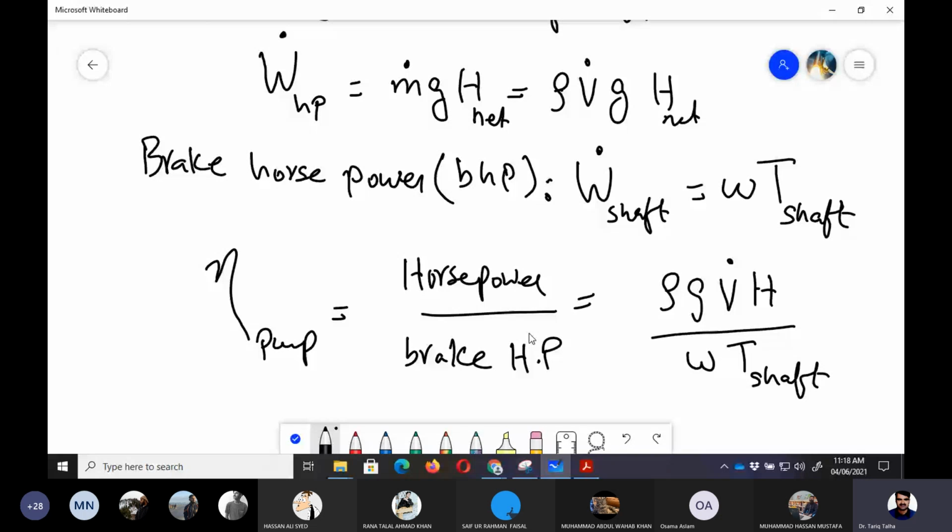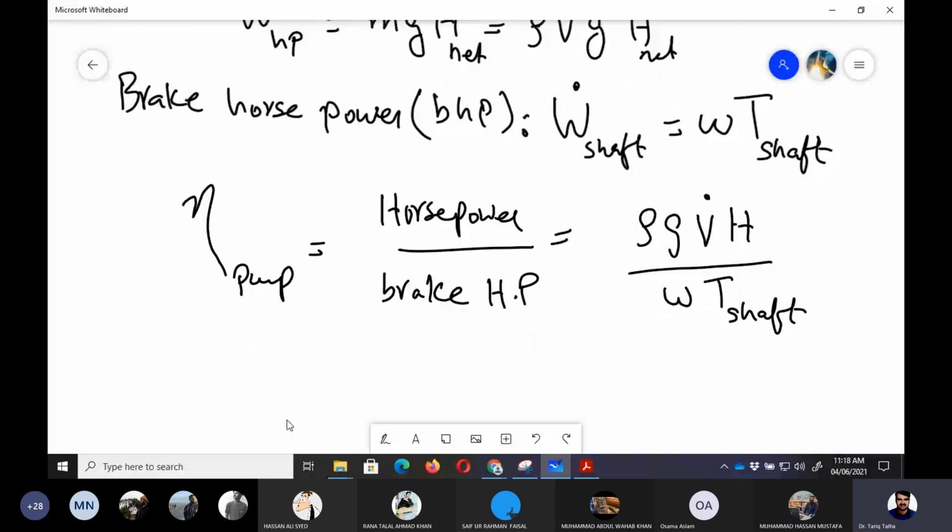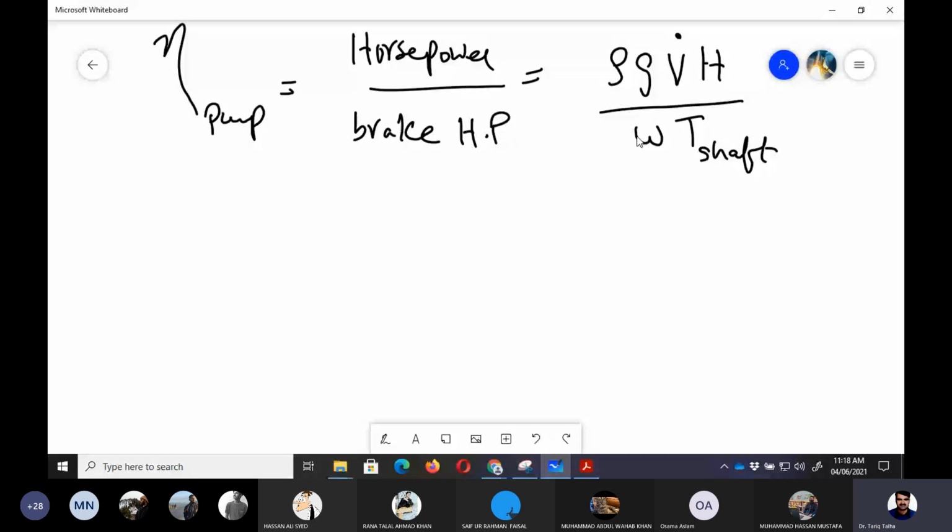Now this efficiency has got two extremes. If we look at the brake horsepower that is going to be provided by the motor, if the electricity is there, it is going to provide that. But there are four parameters in the numerator. One is rho, which is the density of the fluid, which is always greater than 0. g is the gravitational constant, which is again a constant value. The efficiency can have zero value because of these two parameters: one is the volumetric flow rate, and the other is H, which is the net head.